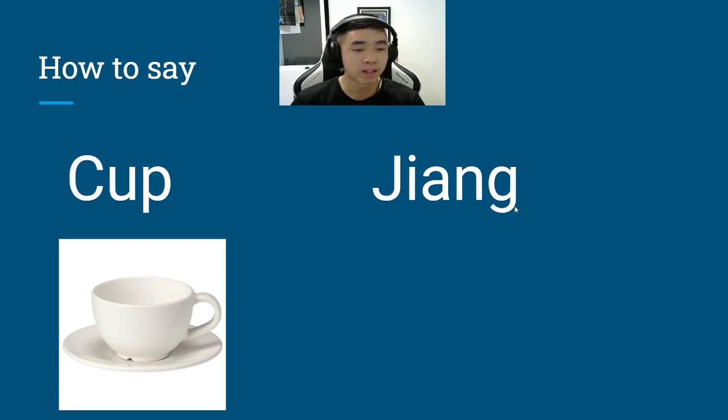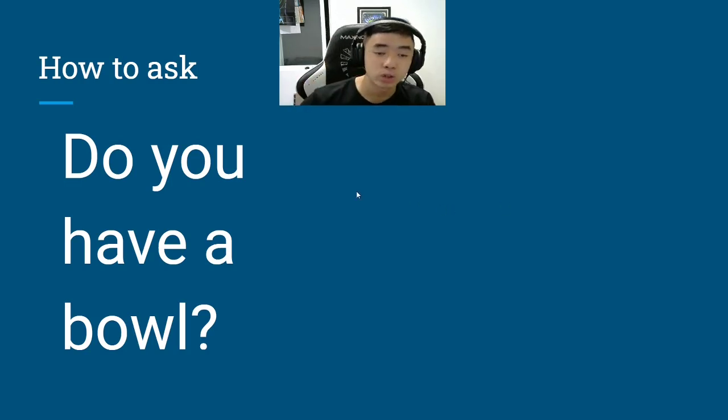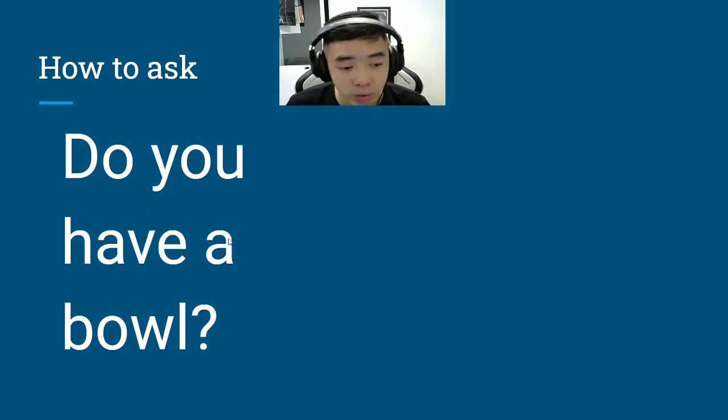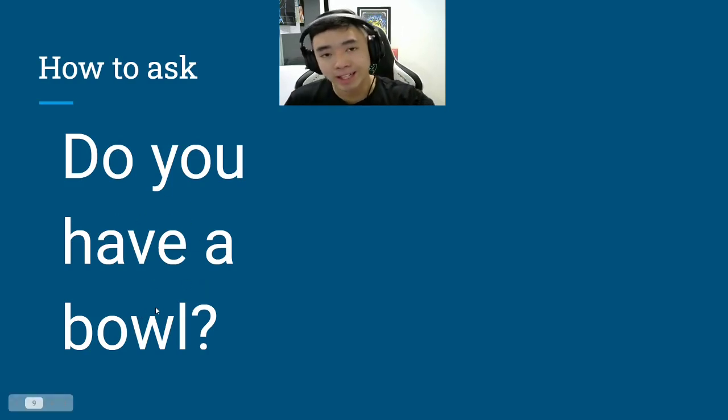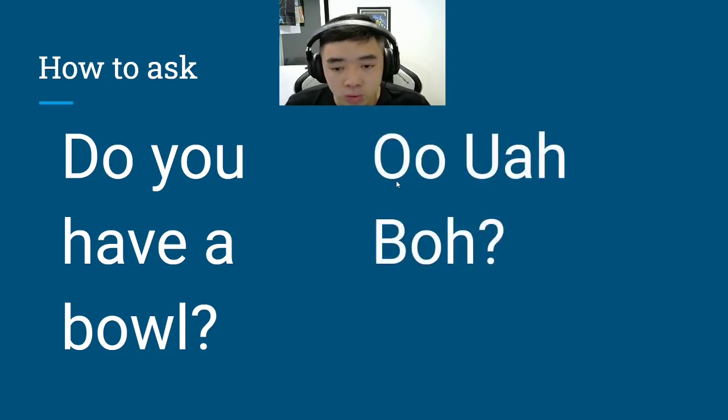Okay, now we're going to ask. So we're saying, do you have a bowl, right? You could replace this with anything. Do you have this? Do you have scissors, right? So we always ask, do you have? And this could be replaceable with anything we learned, right? So it would be u wa bo. It's very simple. U wa bo.